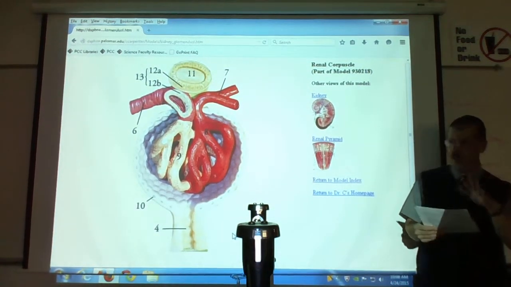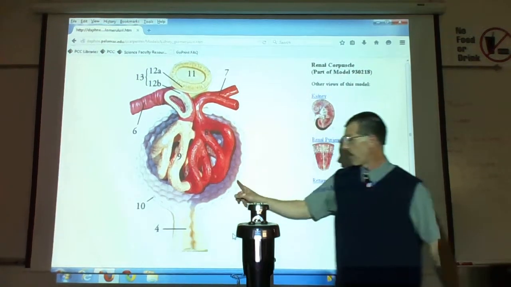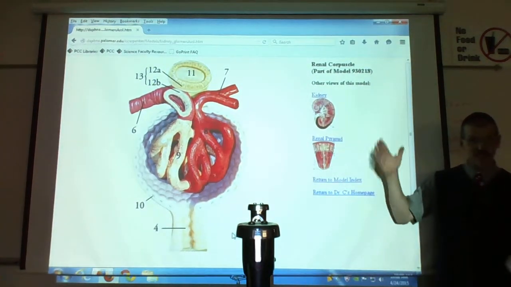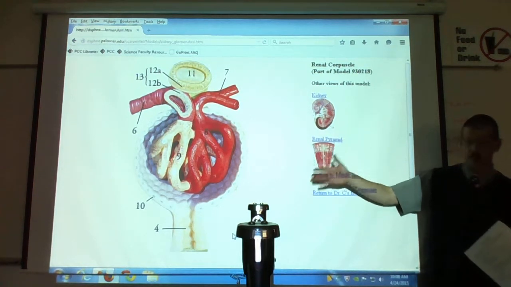So you can name them by the layer, or you can say they're the podocytes in the capsule. If I ask you layer, you're going to say visceral or parietal. If I ask you the name, you say podocytes or Bowman's capsule.